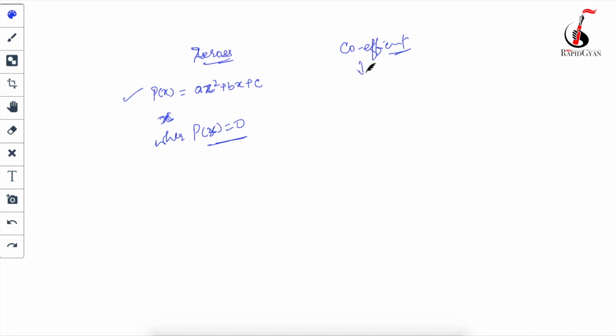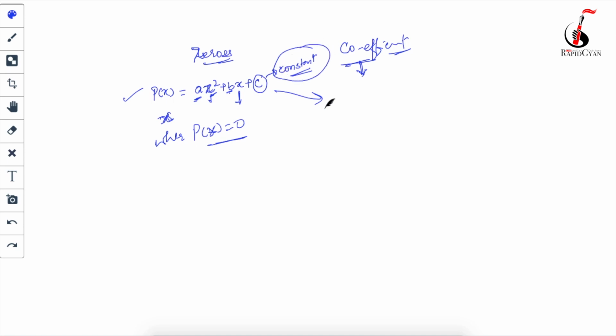Now, what are coefficients? Coefficients are the constant terms by which a variable is multiplied. In this case, a is the coefficient of x², b is the coefficient of x, and c is your constant. So there are two terms generally used in a polynomial: one is the coefficient and another one is the constant.